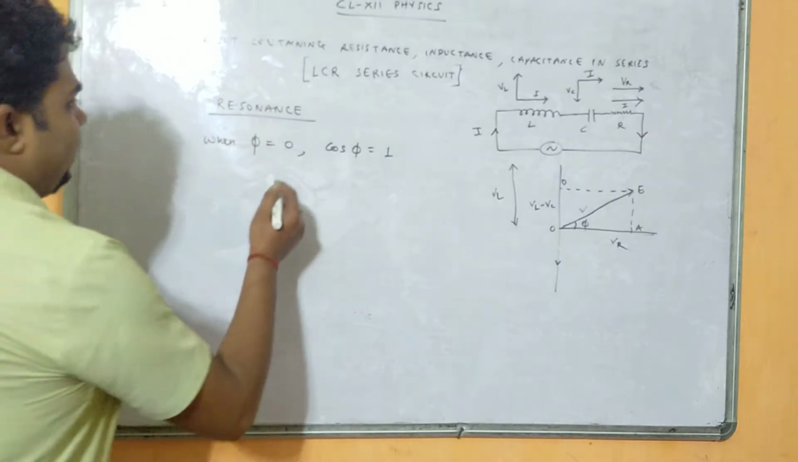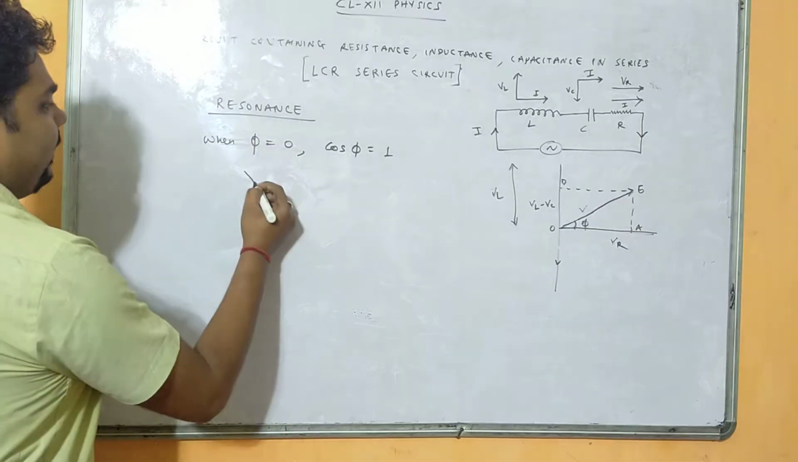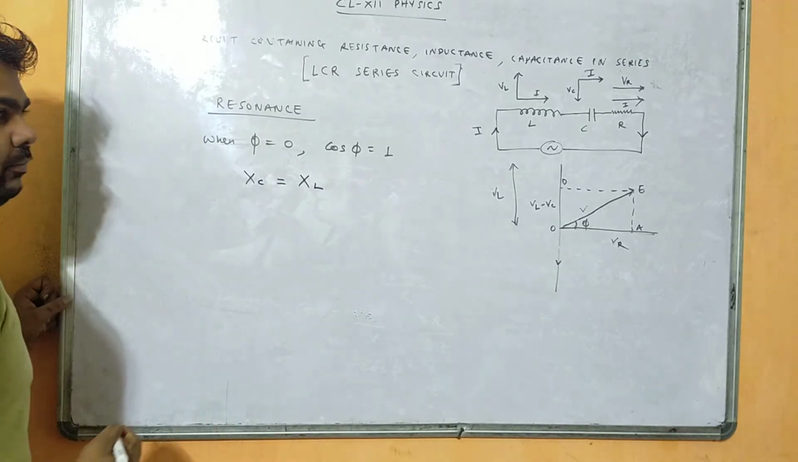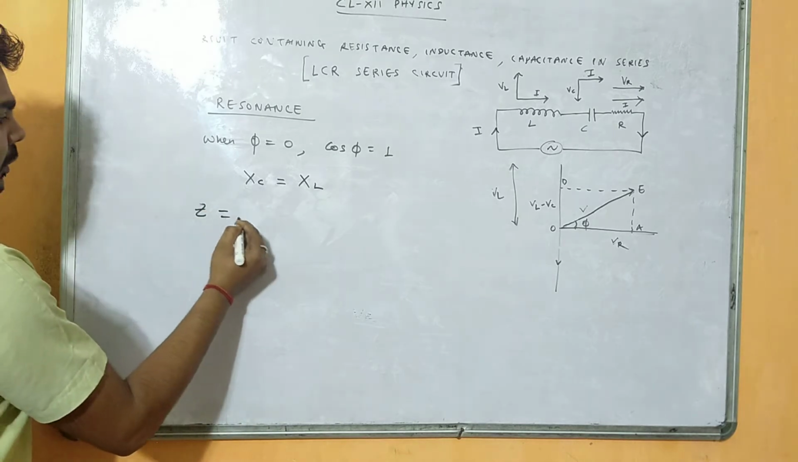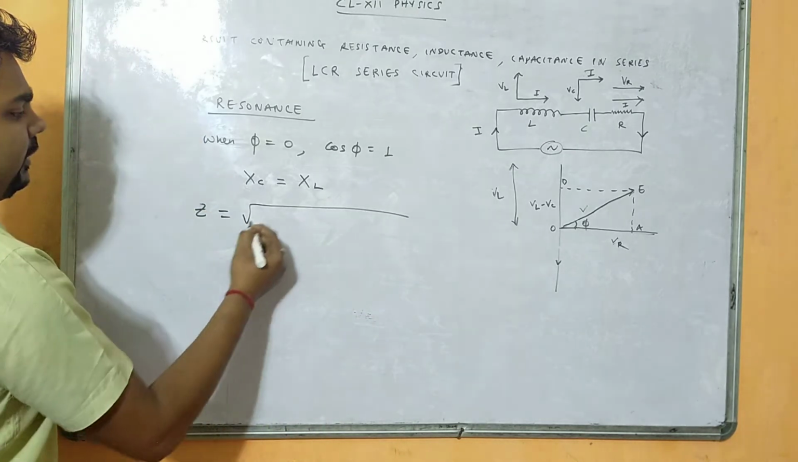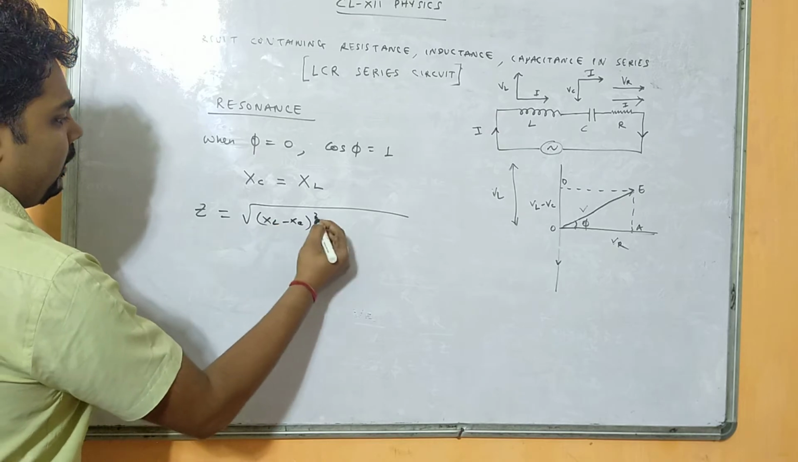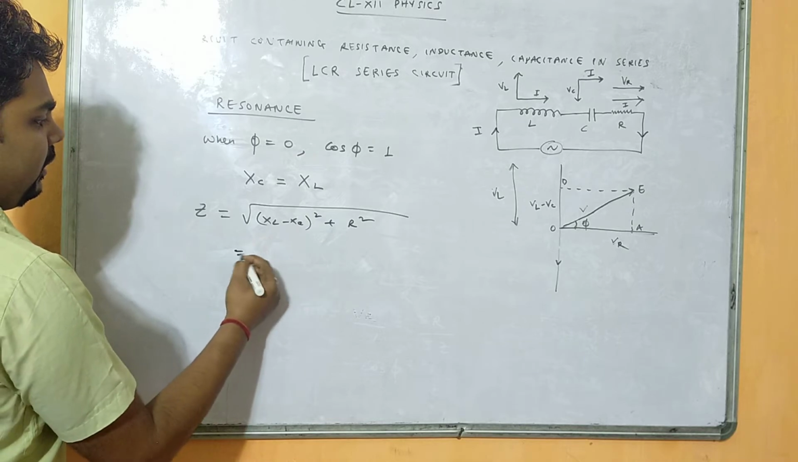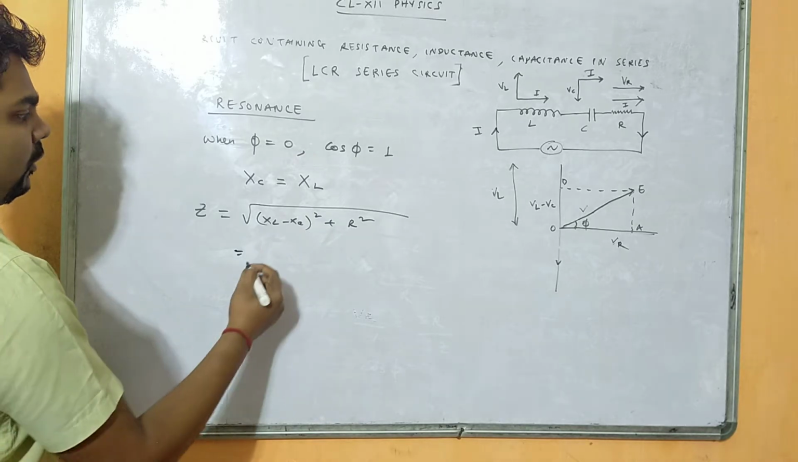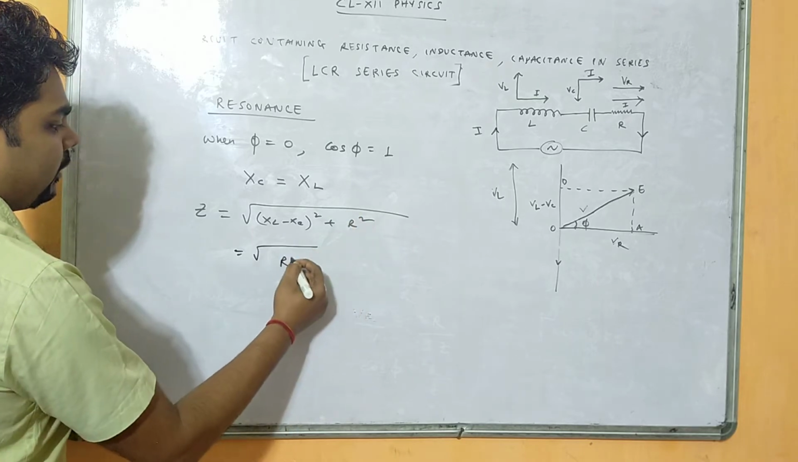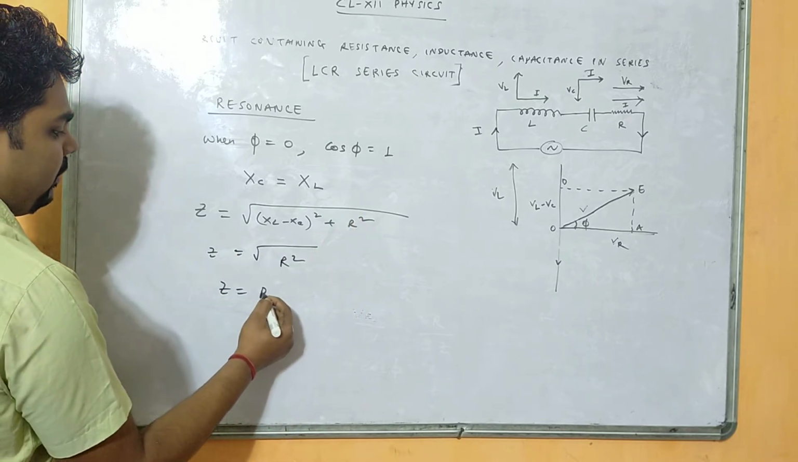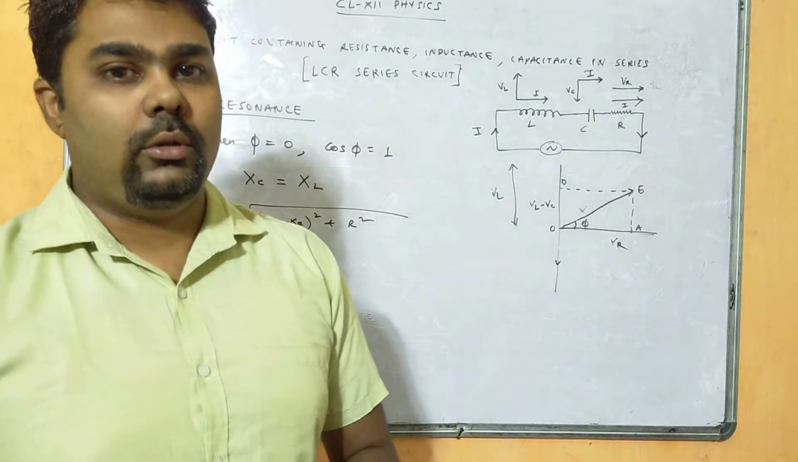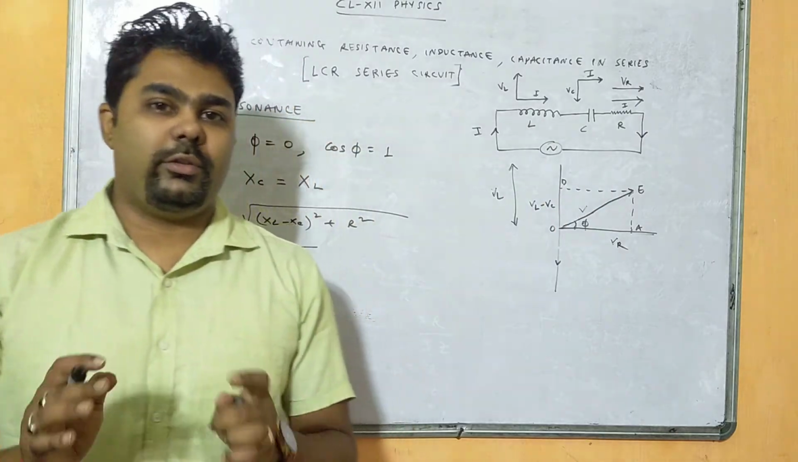Now in a series LCR circuit, when phi becomes 0, this also means that the capacitive reactance is equal to the inductive reactance. Then what will be the impedance? We know the impedance for the LCR circuit is root of (XL minus XC) whole square plus R square. Now if XC equals XL and I substitute here, then XL minus XL becomes 0. So we are left with only R square. Therefore Z will be equal to R. That means the impedance will be equal to the resistance. That time the circuit will behave like a pure resistive circuit, right?